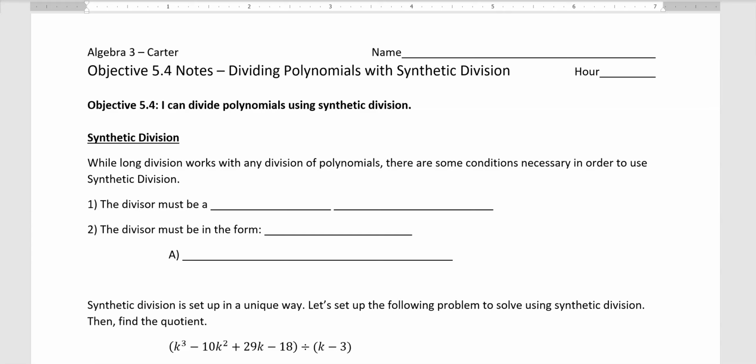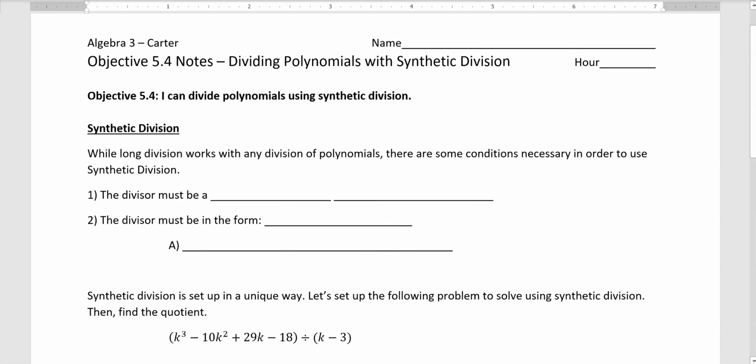Hello, and welcome to our objective 5.4 notes on dividing polynomials with synthetic division. Remember in 5.3 we talked about two types of division: long division and synthetic. We focused on long division in 5.3. Today we're going to focus on synthetic division for 5.4.